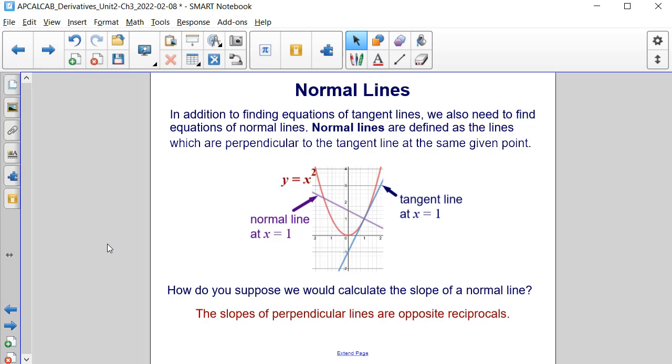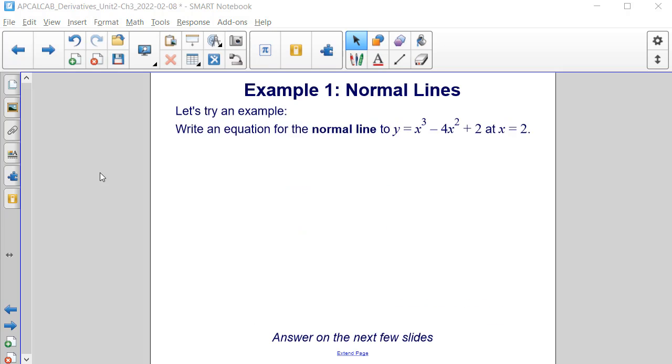Well, we know that the slopes of perpendicular lines are opposite reciprocals of one another. So once we find the slope of the tangent line, if we find its opposite reciprocal, that will be the slope of the normal line.